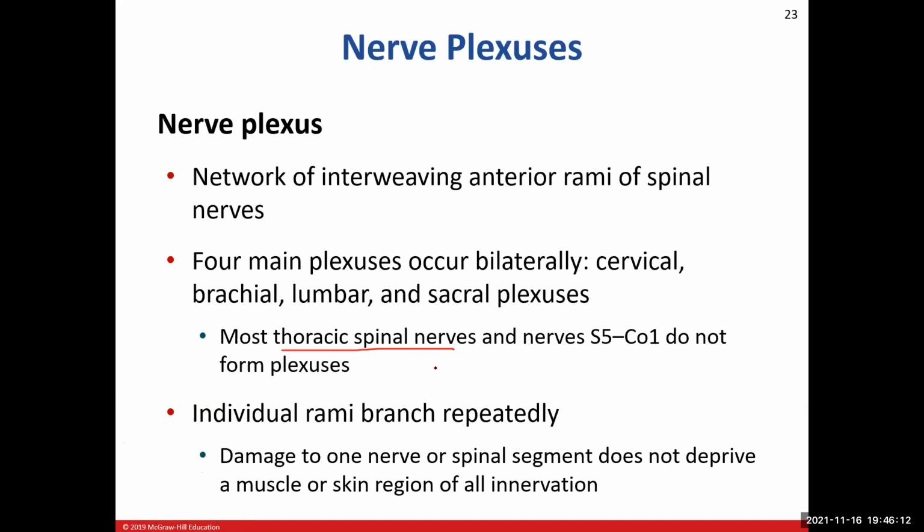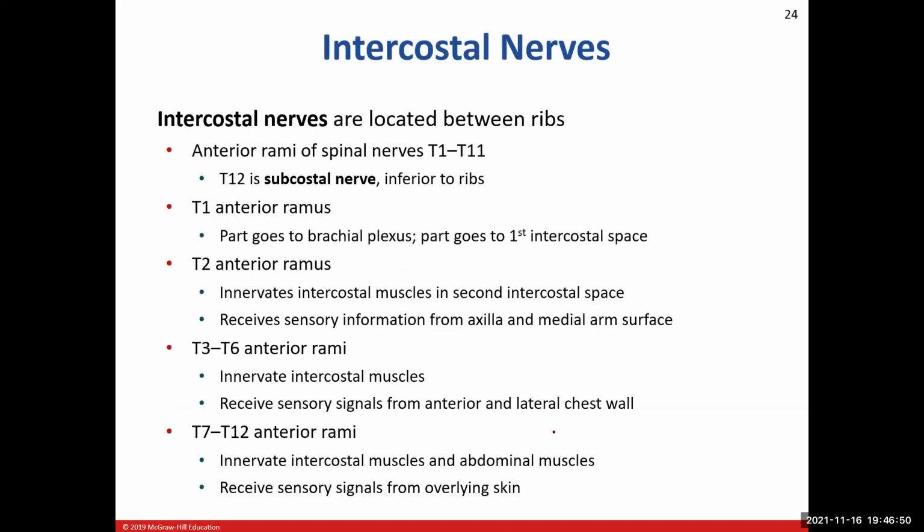We will see, though, how these rami will branch repeatedly, which is good, because if you were to damage one specific nerve or a spinal segment off of the spinal cord, we would not be completely cut off from our sensory innervation from the skin and/or muscle and the motor innervation of the muscle. So that's important to know, all right? That's one of the advantages of having these rami branch consistently.